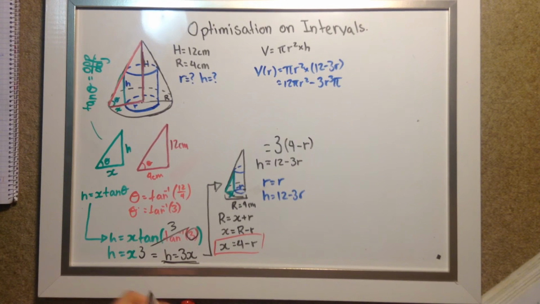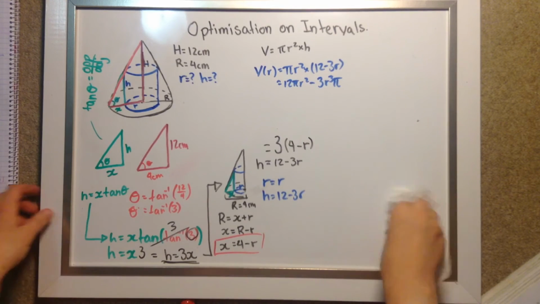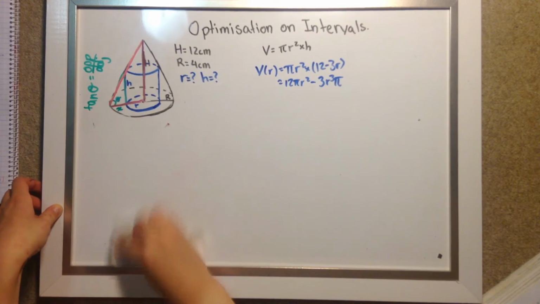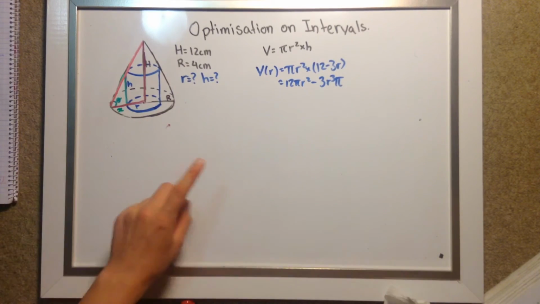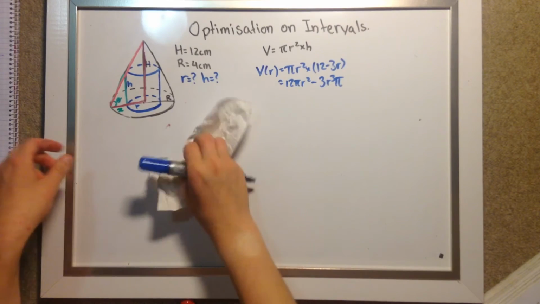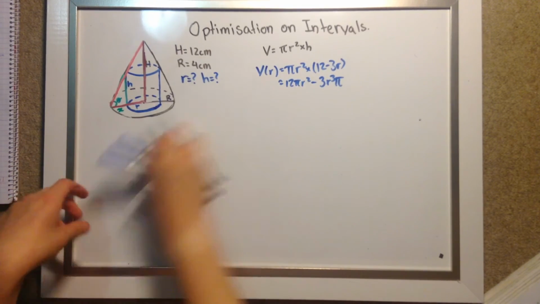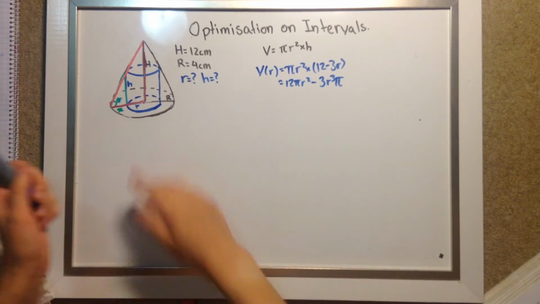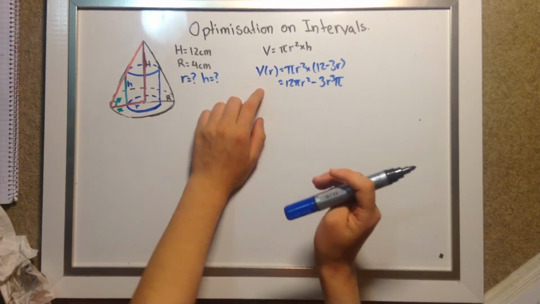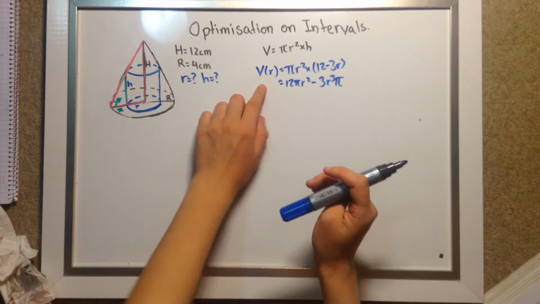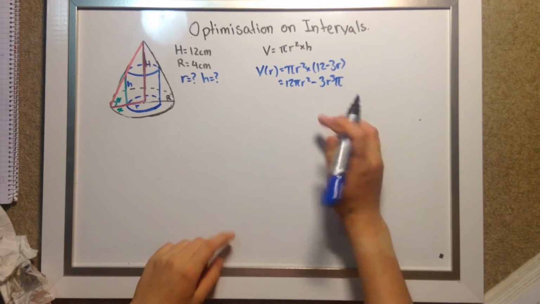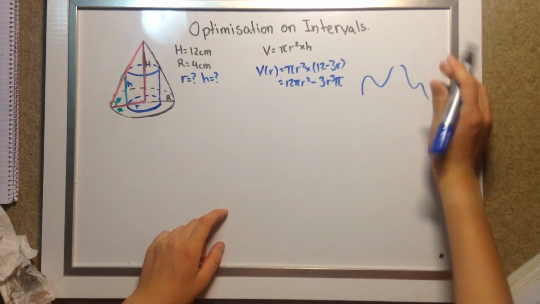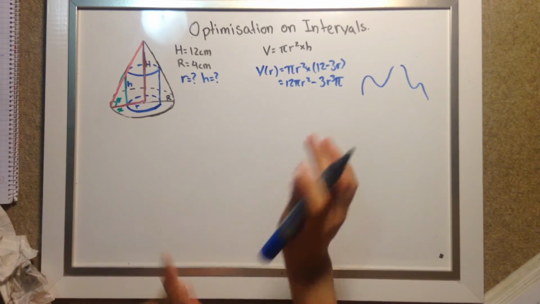Right, so this is important, and I'm just going to rub this out so we have a little bit of space to work with. To find the maximum volume of this cylinder that can fit into that cone, we need to find the derivative of this. So this will give us a cubic function, so it'll probably look something like that, or the other way around. Doesn't necessarily matter at this moment.